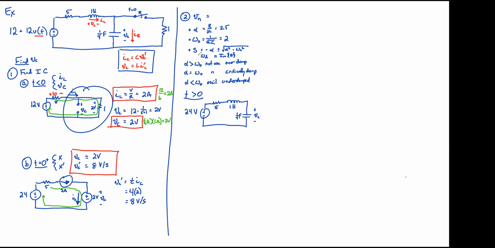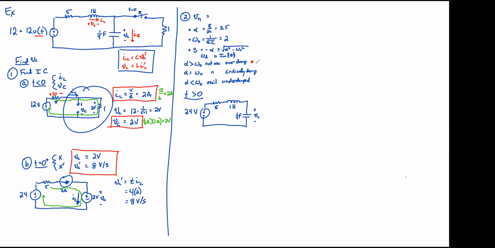Does this circuit oscillate? Dom? I'm sorry, sir, I wasn't paying attention to that last part. Does this circuit oscillate? Our alpha is 2.5, our omega naught is 2. Does it oscillate? No, it does not. It's overdamped. That's right. It's overdamped. So we're in this category.